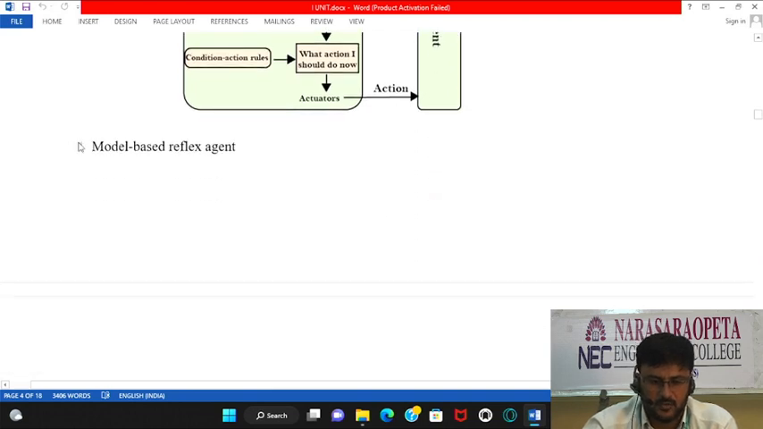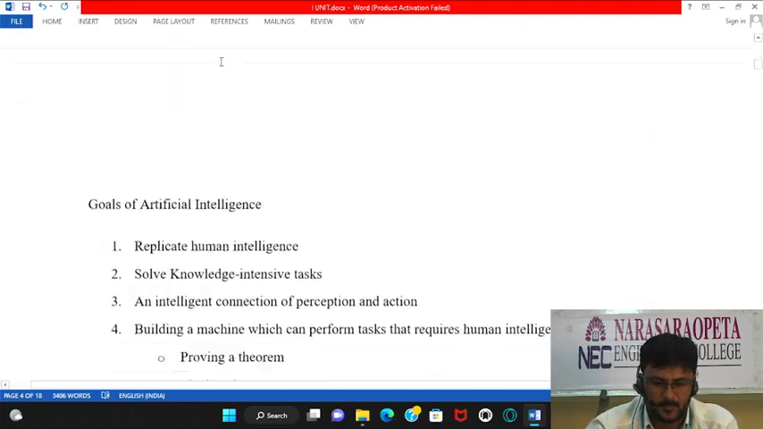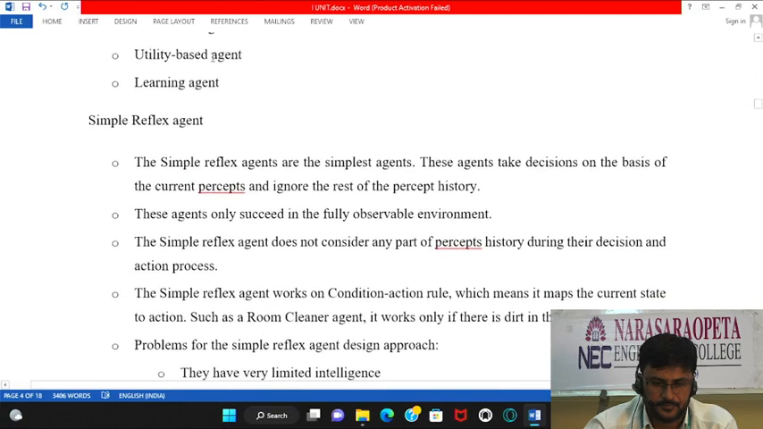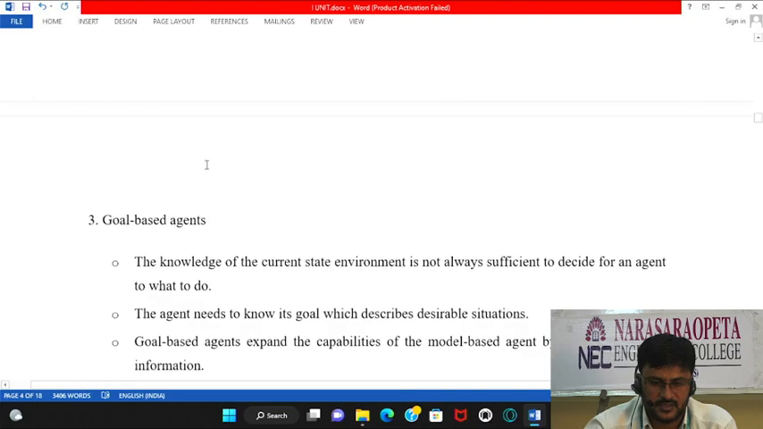So next is the model-based reflex agent. The model-based reflex agent.